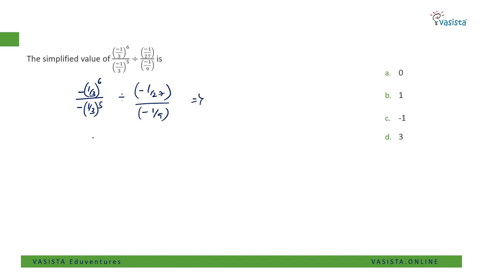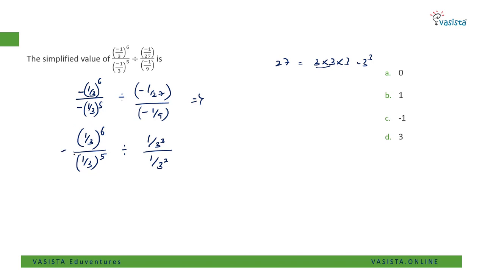This will become 1 by 3 to the power of 6, 1 by 3 to the power of 5, that divided by, now 27 I can rewrite as 3 into 3 into 3, which means 3 to the power of 3, right? 3 is a 9 and 3 is a 27. So I can write 1 by 3 to the power of 3, that divided by 1 by 3 to the power of 2, right? As the base is same here, let me solve one by one.